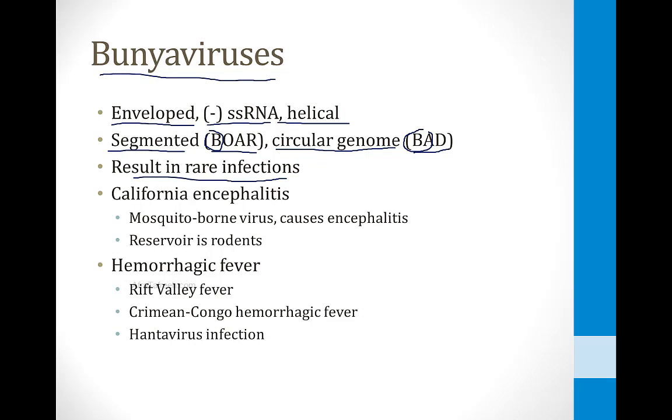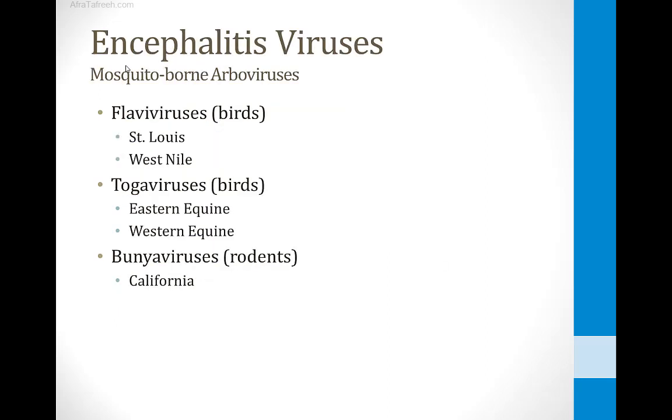There is one bunyavirus called the California encephalitis virus. This is another mosquito-borne virus that causes encephalitis, just like many others we've talked about in this module. One thing that's unusual about the California encephalitis virus is that its reservoir is rodents, not birds, as opposed to many others. And then there are a number of bunyaviruses which can cause hemorrhagic fever, which we'll talk about in a minute. They all have unusual names, like the Rift Valley fever virus, the Crimean Congo hemorrhagic fever virus, and hantavirus.